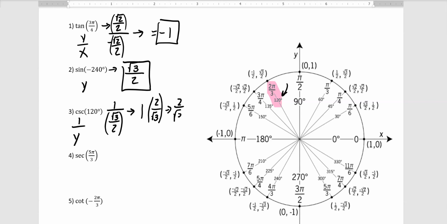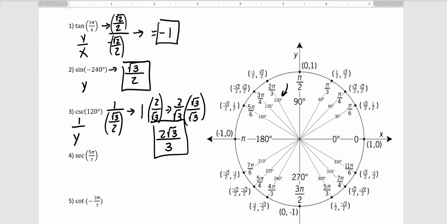I don't like having the radical in that denominator, so I'll multiply by the square root of 3 over the square root of 3. 2 times the square root of 3 is 2 root 3. Square root of 3 times the square root of 3 is 3. So there's the cosecant of 120 degrees, 2 root 3 divided by 3.